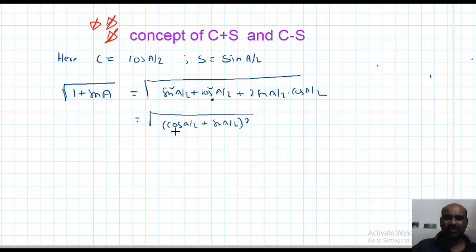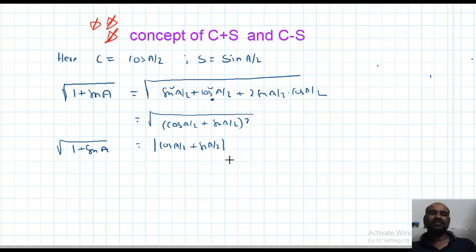That's why, see here, some variables inside, where a changes, the value will change. That's why, what should I write instead of this? Modulus of cos a by 2 plus sin a by 2 should be written now. So from now onwards, root over 1 plus sin a, you can remember it as mod of cos a by 2 plus sin a by 2. I will mention that also. Root over x square means mod x.